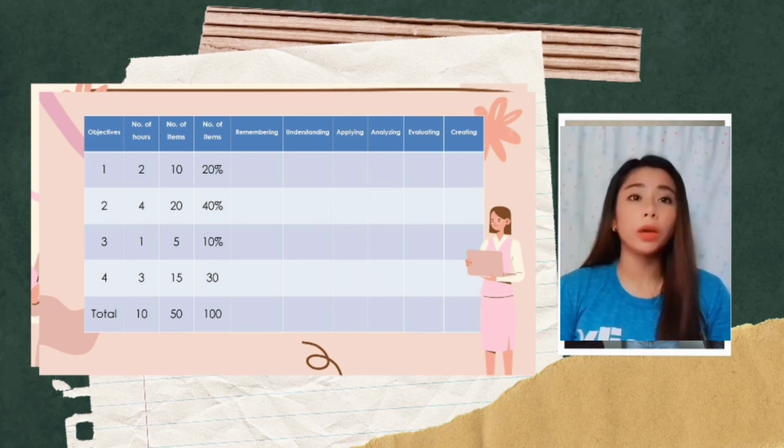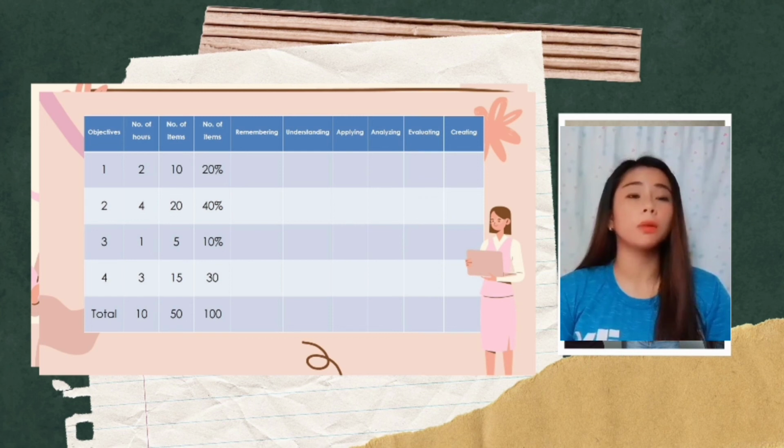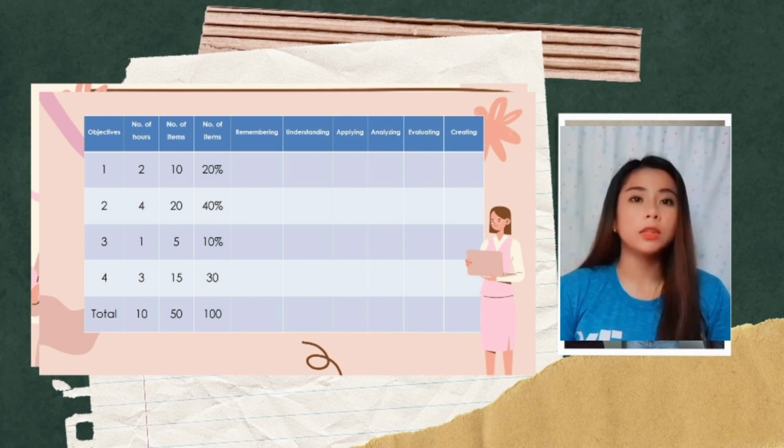So now, how are we going to identify the number of items? How many items should it be? In our example, supposedly we have a 50-item test. So now we are going to multiply the 50, which is the total number of items, by the percentage of items of the specific objective. Example, 50 multiplied by the 20%, which is objective number 1, is equal to 10. So 10 is now the number of items in the first objective.